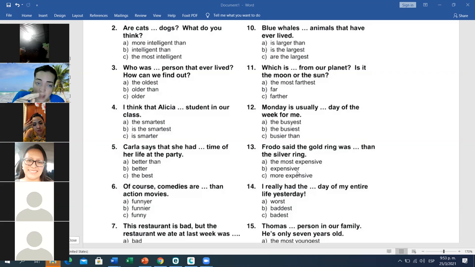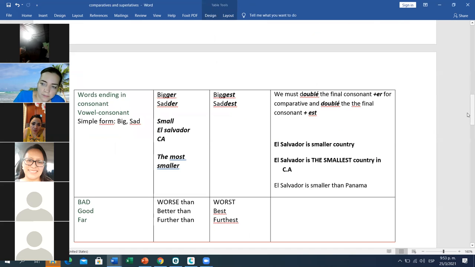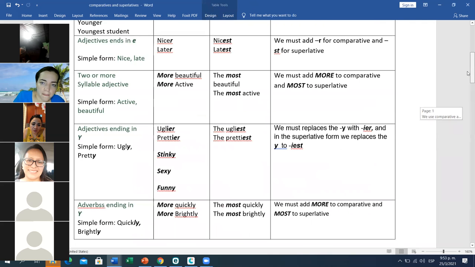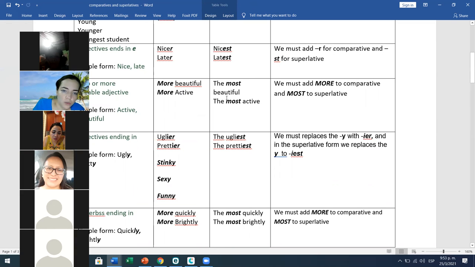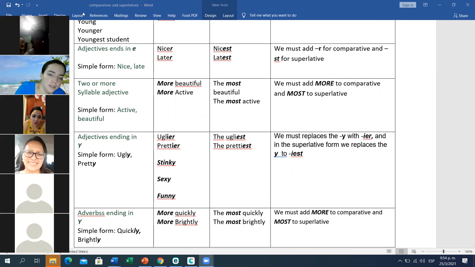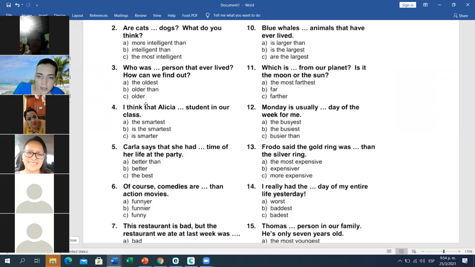But expensive, since it has two syllables or more, desde que tiene dos sílabas y más, you are going to use more expensive. Cambia, ¿verdad? Veamos. Okay. You see? More for comparative, most for superlative, talking about when two or more syllables. Expensive. Por lo tanto, sería nuevamente more expensive. We're going to continue with Lisette.